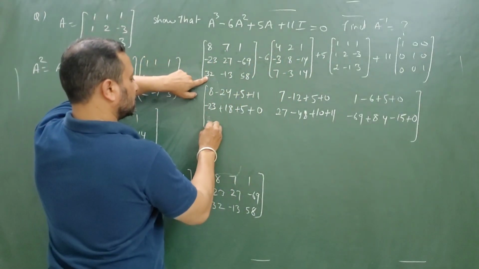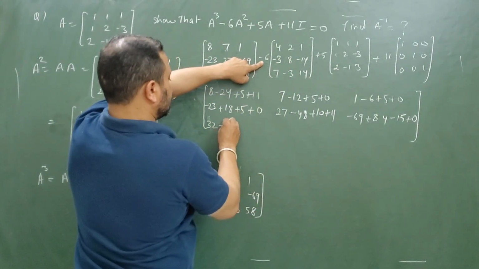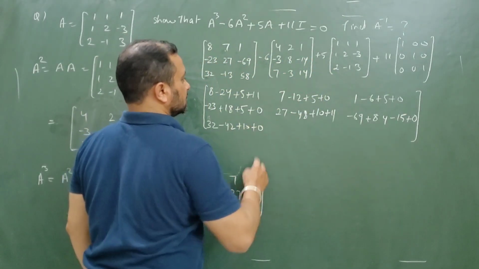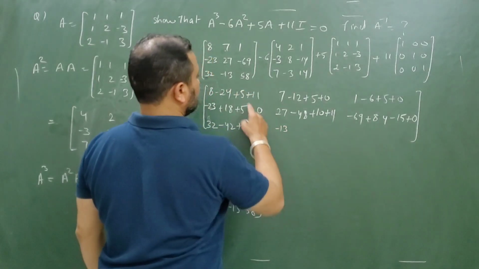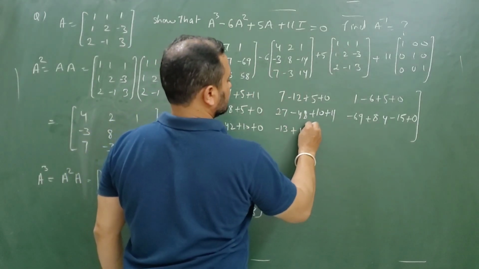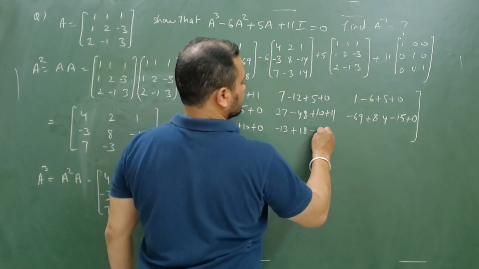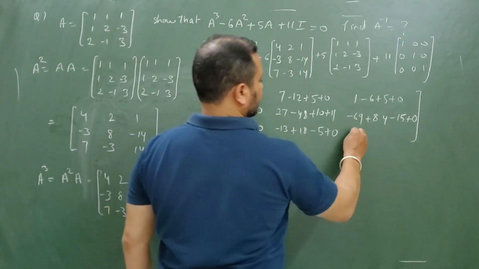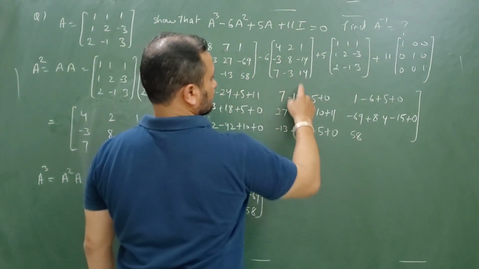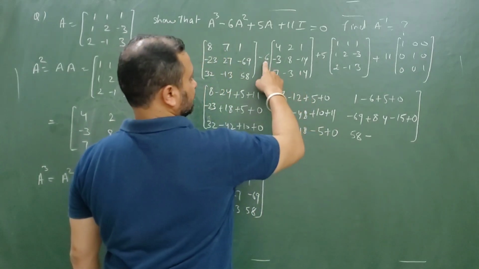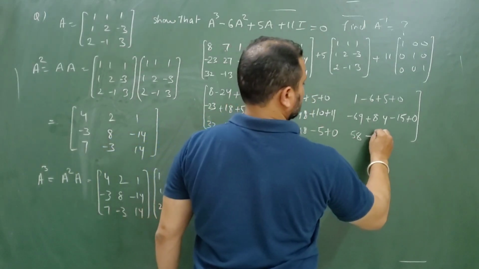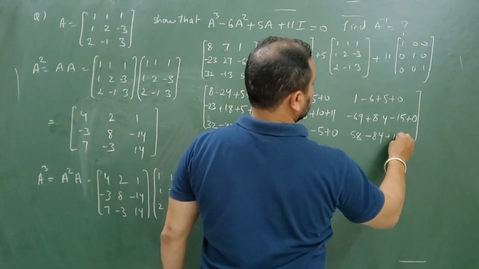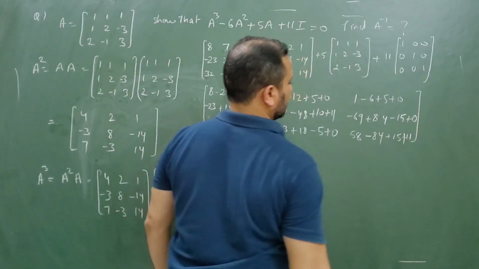This is 32. Next 7 6s are minus of 42. Next 5 twos are 10 and the last one is 0. The next one is minus of 13, this is minus minus 6 3s are 18, minus 5 ones are 5, the last one is 0. 58 and minus 16 14 6s are 84, 5 5 3s are 15, 11 ones are 11.